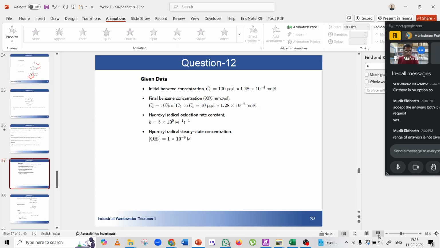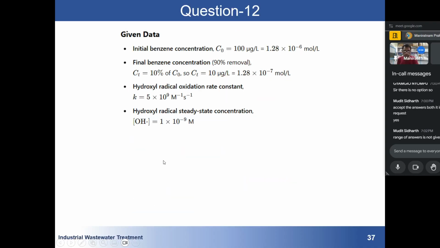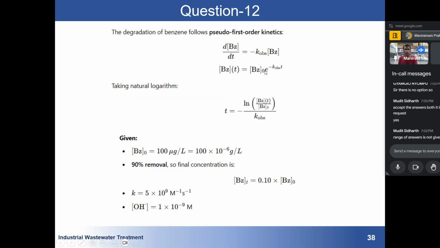And we will do all the calculations. I am discussing this question because you may get it somewhere like this. Degradation is first order and there is a concentration of OH radical, and sometimes you will get confused about what to do with the OH radical concentration. Then you have to apply the concept of pseudo first order kinetics.